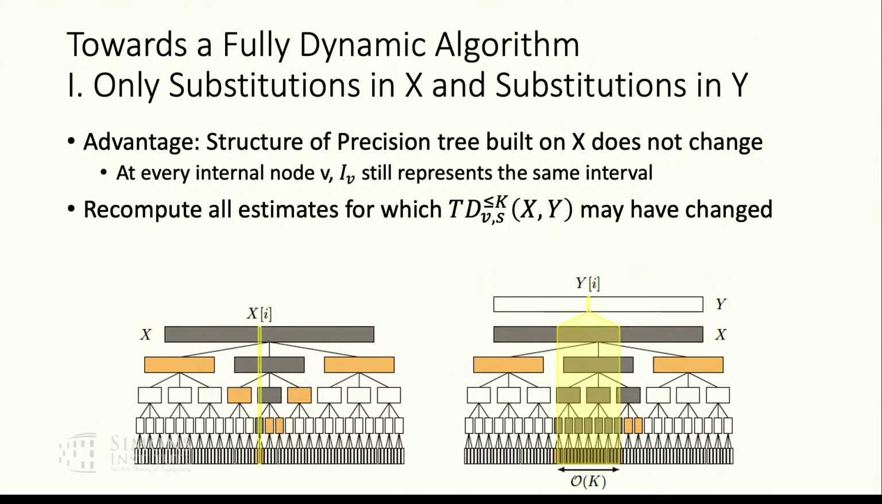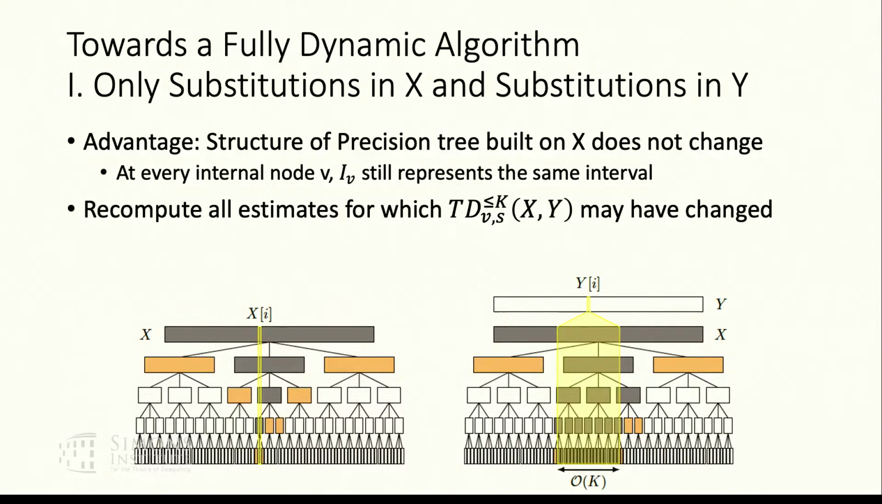So the structure of the precision tree built on X does not change. What does that mean? That means at every internal node V, the interval that it represents, like i to j, remains the same because you are just doing substitution. You are not doing any insertion or deletion. So the structure remains intact, which is an advantage. And our algorithm is very simple. It says, recompute all the estimates for which the tree distance might have been affected by the substitutions. So this is our algorithm for when we are just handling substitutions.